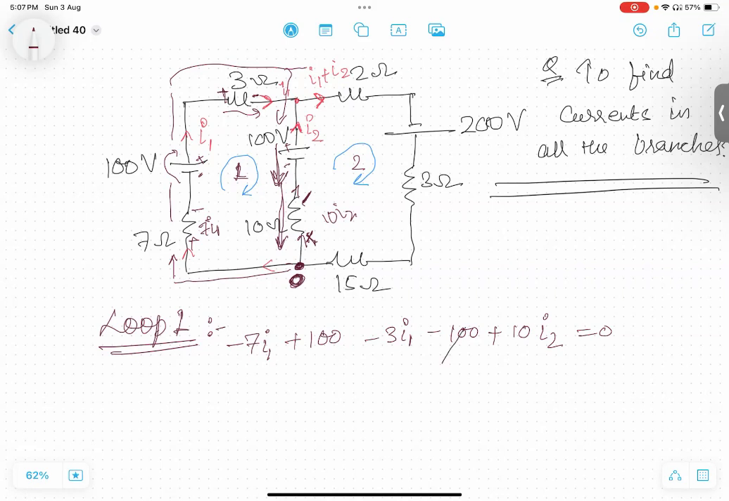Now, let's simplify this equation. 100 got cancelled. 10I1 minus 10I1 is equal to 10I2. Oops.